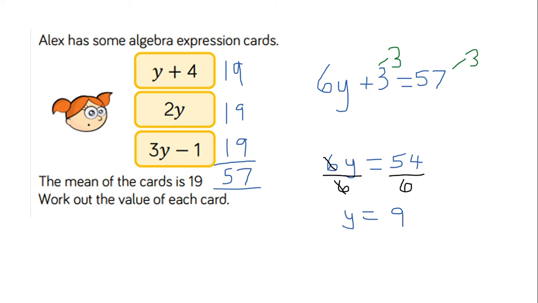Now we know what y equals, we can work them all out. y plus 4 is 13. 2y, or 2 9s, are 18. And 3y is 27, minus 1 is 26. Okay, well done.